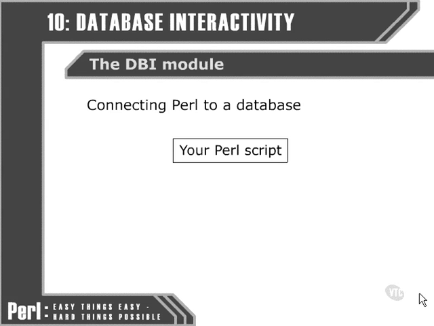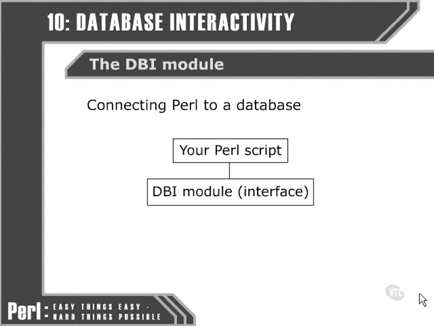To begin with, we have our Perl script in which we're going to program the particular actions that we're going to request Perl to carry out in interacting with the database. But Perl doesn't talk directly to the database. Instead, it talks to a module called DBI, and DBI stands for Database Interface, and it provides a very standard way of talking to the vast range of different databases that Perl is able to communicate with.